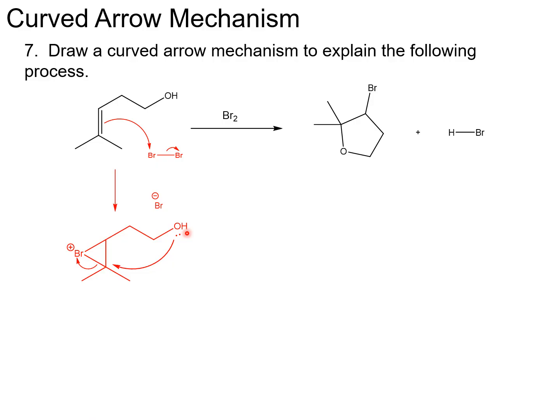For this, I saw a lot of students trying to deprotonate this oxygen, trying to make it O-. In order to do that, we need a pretty strong base. Br- is not a strong base because its conjugate acid HBr is super strong. In other words, which atom is going to be happier with a negative charge? Br- or O-? Well, Br- is a weaker base, so it will be happier with that negative charge.